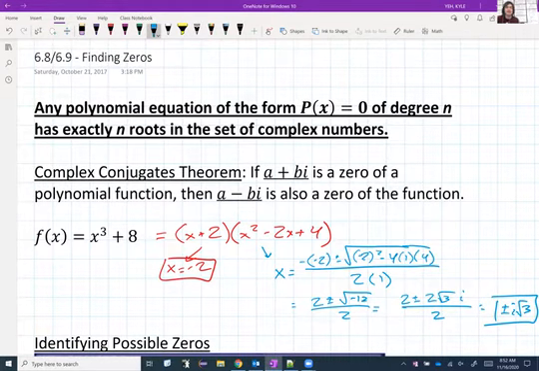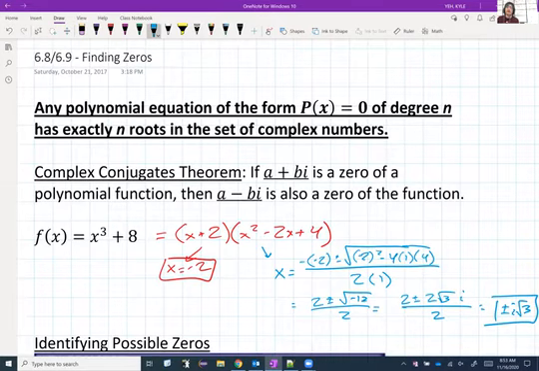Hey guys, this is going to be our final video for chapter 6, combining concepts from 6.8 and 6.9. I foreshadowed it at the end of last video: how do we find zeros if we aren't given anything and if our pre-existing strategies aren't working out too well? So here's what we've got.